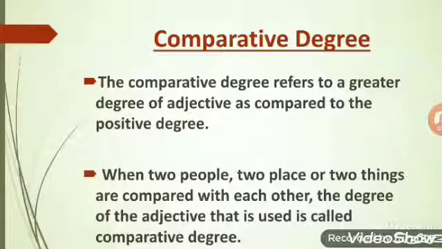The comparative degree refers to a greater degree of adjective as compared to the positive degree. When two people, two places, or two things are compared with each other, the degree of adjective that is used is called comparative degree. I repeat, when two people, two places, or two things are compared with each other, the degree of the adjective that is used is called comparative degree.